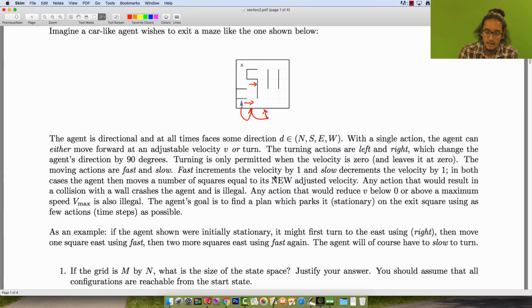Why? Because of these extra constraints in the problem, right? Because of the fact that your agent might actually move faster than 1 square per action, right? So it might turn out that the agent moves multiple squares per action. Why? Because you also have a velocity factor here, right?